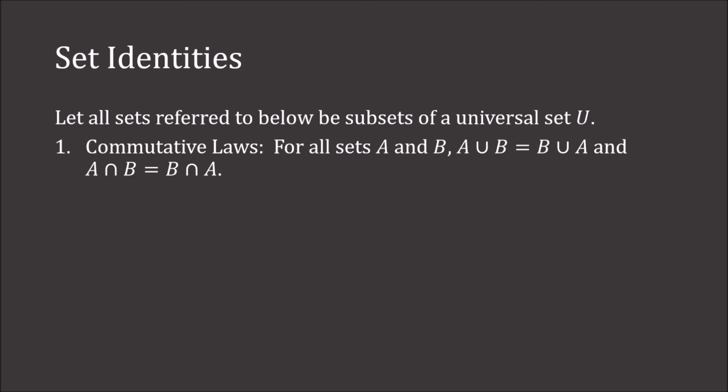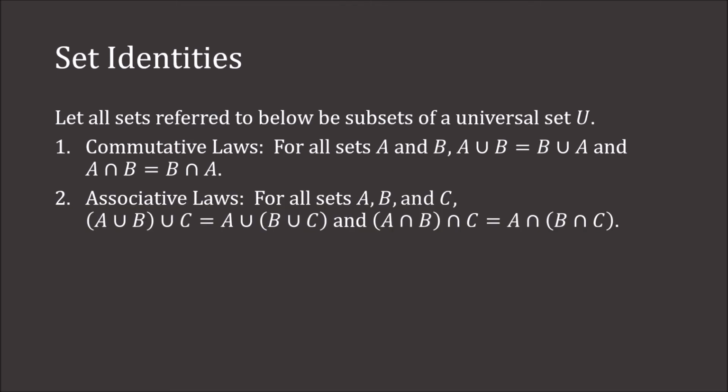Next we have the associative laws, which state that for all sets A, B, and C, the quantity A union B, union C, is A union the quantity B union C, and the quantity A intersect B, intersect C, is equal to A intersect the quantity B intersect C. So how you group unions and intersections does not matter.